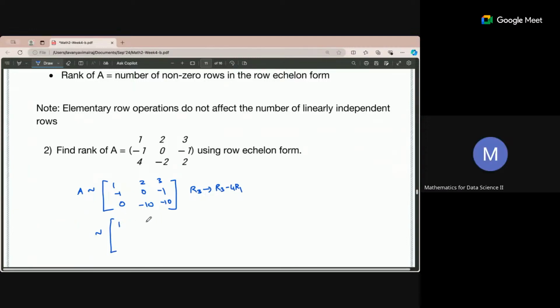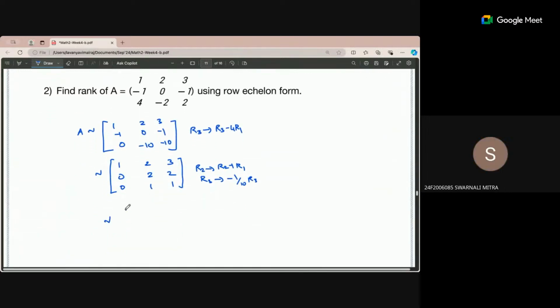Maybe we'll do R2 first. R2 plus R1, so you get 0, 2, 2. And then R3, I can do minus 1 by 10 of R3, so 1, 1. The next step is R2 minus twice R3, and this will become 0. So you got the row echelon form now.